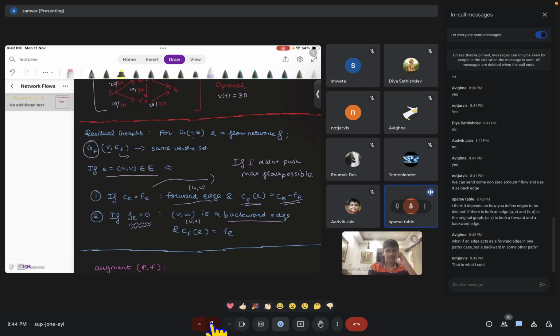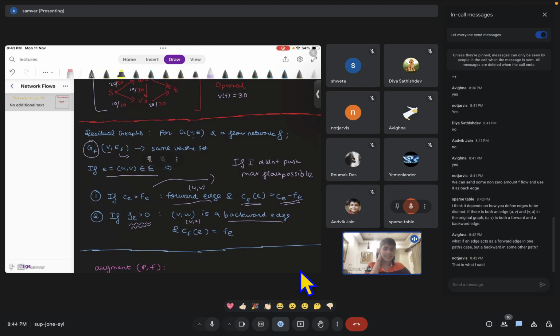So let's say if in the original graph we have both an edge from U to V and one from V to U. In this case, since we reverse both, in the residual graph, we'll have both of them again. So it kind of depends on how you define edges to be distinct, because U to V is a forward edge in the original graph, but since we reversed V to U, it's also a backward edge. Yeah. So that's exactly right.